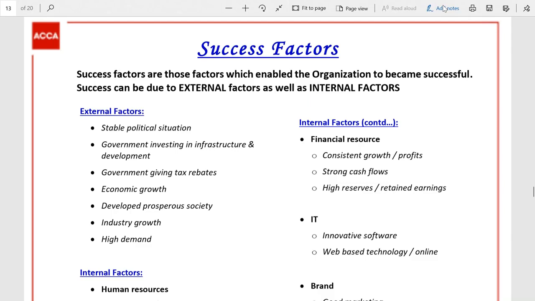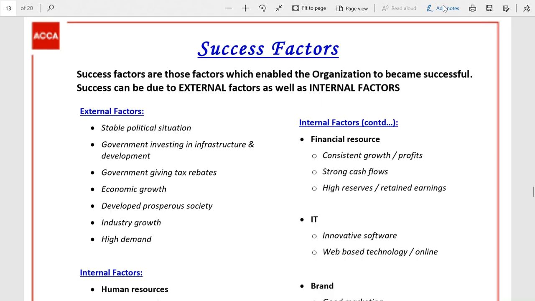Success factors can be both external factors and internal factors. Can you guys think of 3 examples of external factors? I gave you 10 seconds. Think of 3 examples of external factors due to which an organization can be successful, which can help organizations to succeed. Right. So there could be many examples of external factors which could enable companies to perform well.